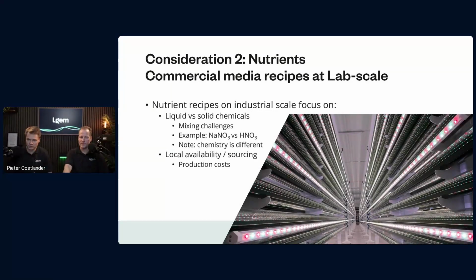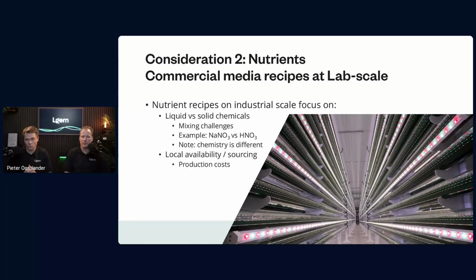When operating at the larger, industrial scale, we prefer to prioritize liquid media over solids. So we prefer to purchase liquid chemicals rather than solids, because it's just easier to dose and control and pump and mix liquids together at an industrial scale than it is to go and mix all kinds of powders.